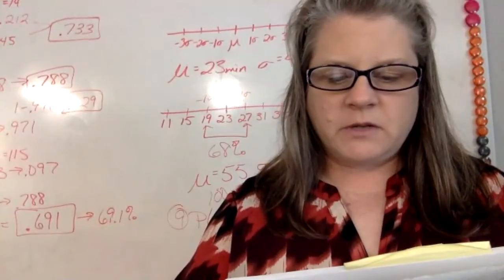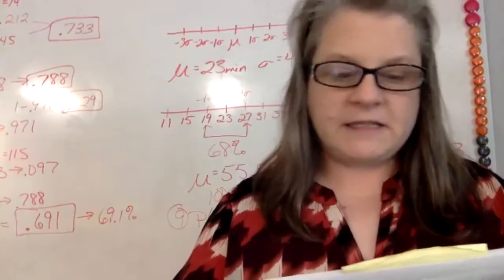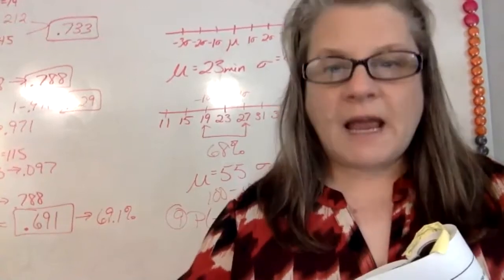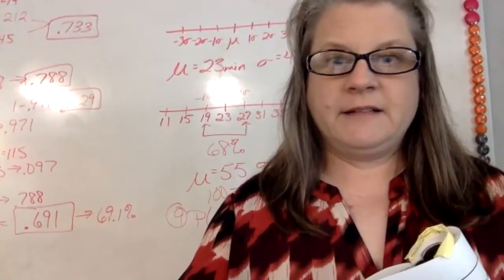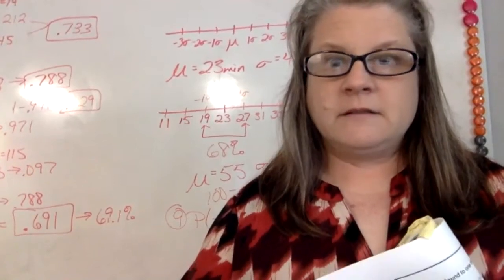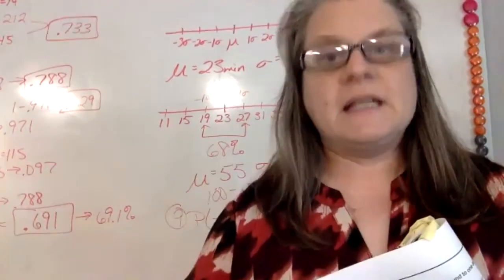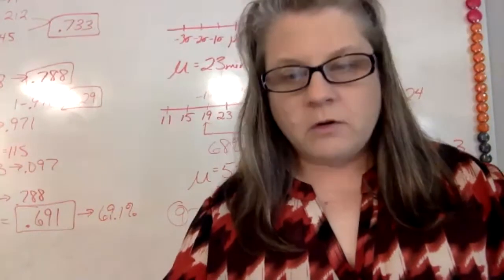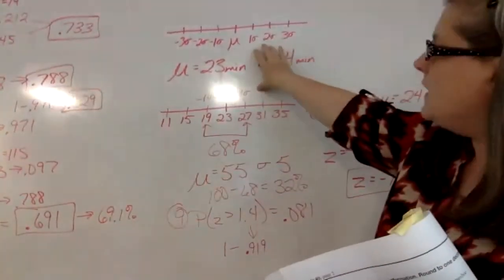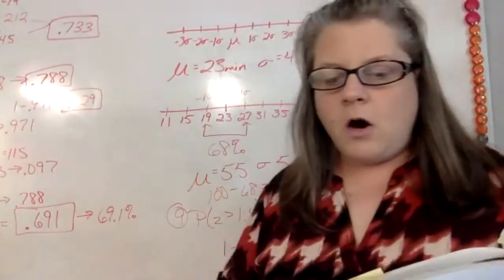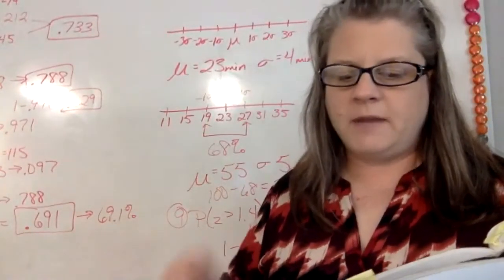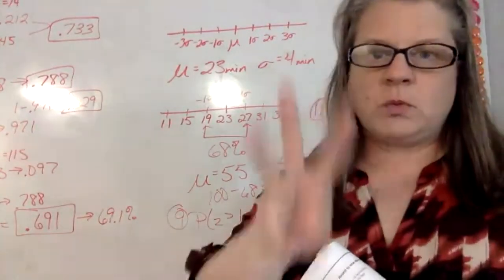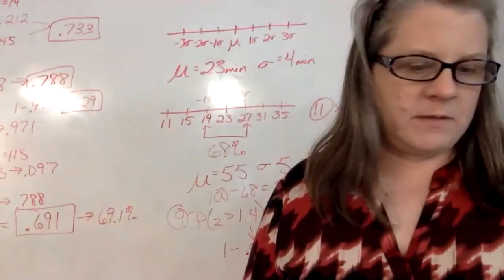A blank distribution is a distribution of samples instead of individuals. Well, if it's talking about samples, it's a sampling distribution. That makes sense, right? A distribution of samples would be a sampling distribution. According to the empirical rule, all normal distribution falls within how many standard deviations from the mean? 3 standard deviations from the mean.